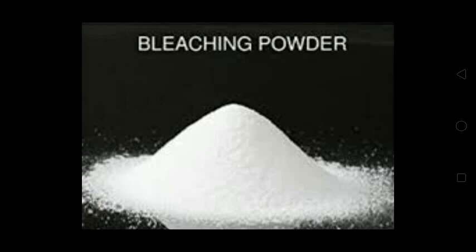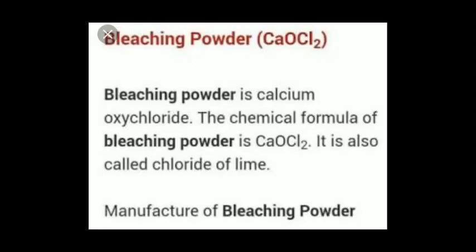In this video we are going to study about bleaching powder and I am sure कि आप सभी ने bleaching word पहले ज़रूर सुना होगा. Bleaching powder is also known as calcium oxychloride as it has a formula CaOCl2. So it is also known as chloride of lime.